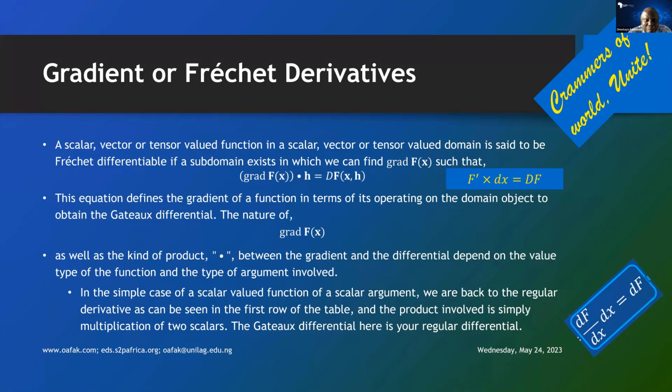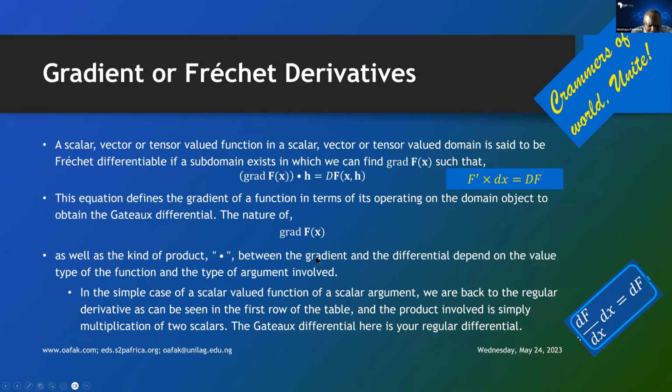So we now have a systematic pattern to calculate the derivative of anything with respect to anything, and this is it. A scalar, vector, or tensor valued function in a scalar, vector, or tensor valued domain is said to be Fréchet differentiable if a subdomain exists in which we can find grad f of x such that this relationship holds. It defines the gradient of a function in terms of its operating on the domain object, which is to obtain the Gateau differential. The nature of grad of f of x, as well as the kind of product between gradient and the domain differential, is suspended. We can find that out later, but just imagine it's possible for us.